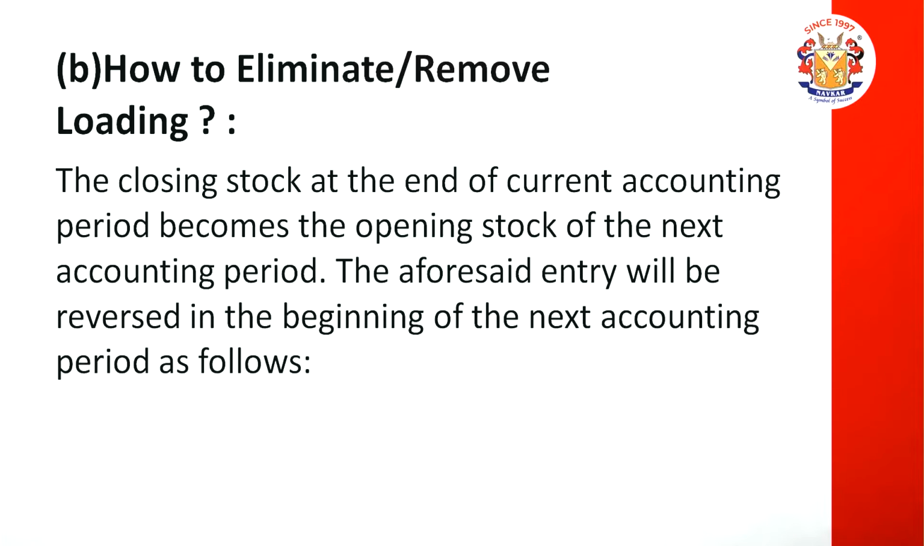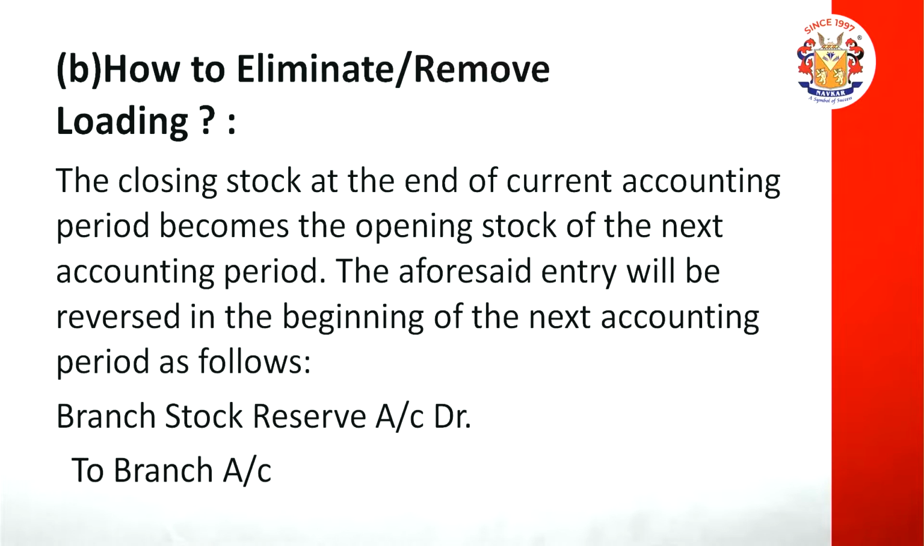The closing stock at the end of current accounting period becomes the opening stock of the next accounting period. The aforesaid entry will be reversed in the beginning of the next accounting period as follows. Branch stock reserve account debit to branch account for the purpose of cancelling the stock reserve raised in the previous year.